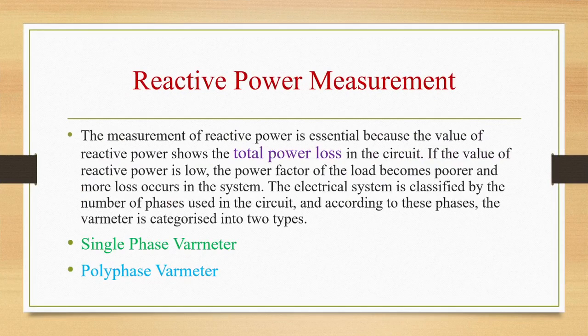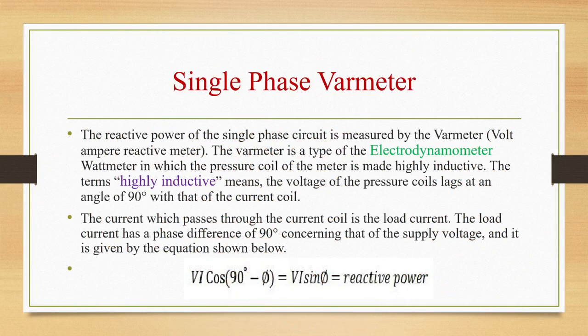Now let us see reactive power measurement. The measurement of reactive power is essential because the value of reactive power shows the total power loss in the circuit. If the value of reactive power is high, the power factor of the load becomes poorer and more loss will occur in the system. Electrical systems are classified by the number of phases used in the circuit, and according to these phases, VAR meters are categorized into two types: single phase VAR meter and polyphase VAR meter. Let us see the first one, the single phase VAR meter.